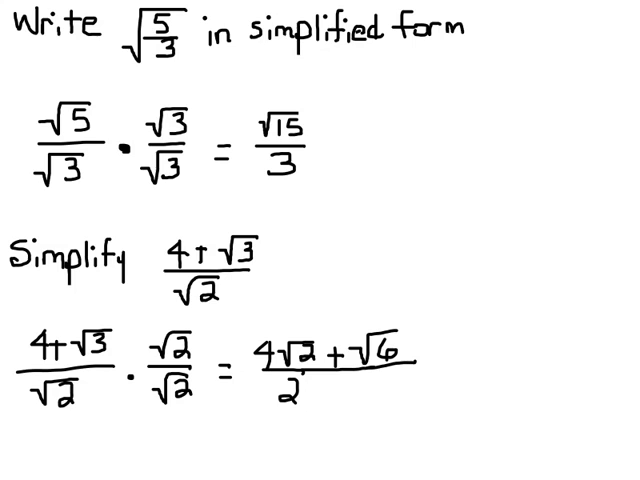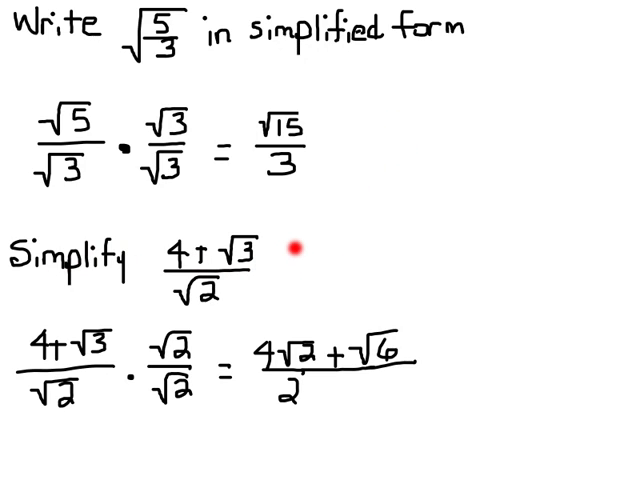Alright, this example says to write the square root of 5 over 3 in simplified form. So we write it like it is, then we're going to rationalize this denominator by multiplying by the same thing on top and bottom so as not to change the value. The square root of 3 times the square root of 3 equals 3. So every time if you've done this, you're going to get rid of that square root sign here. And then the square root of 5 times the square root of 3 equals the square root of 15. So this is the simplified form of this.